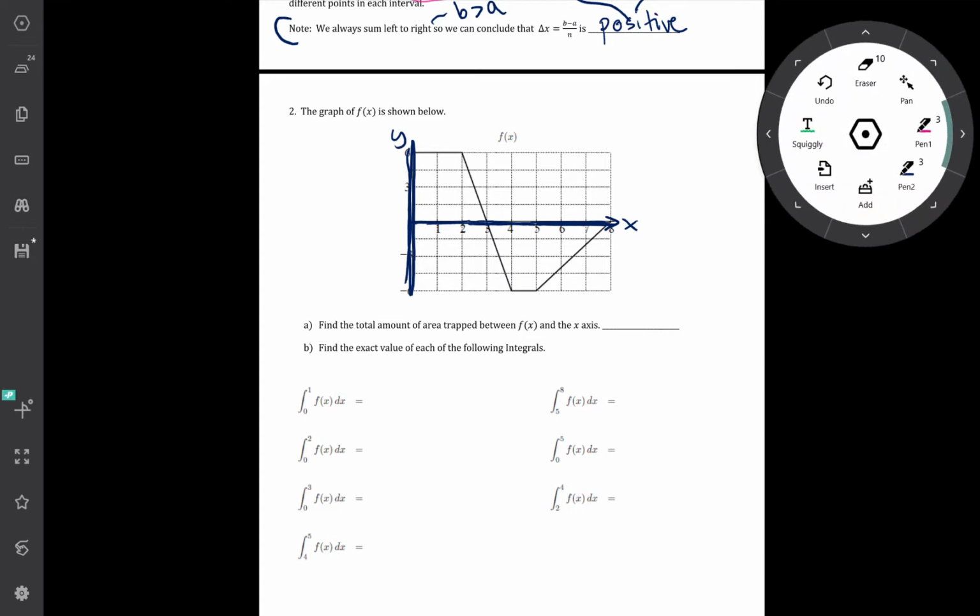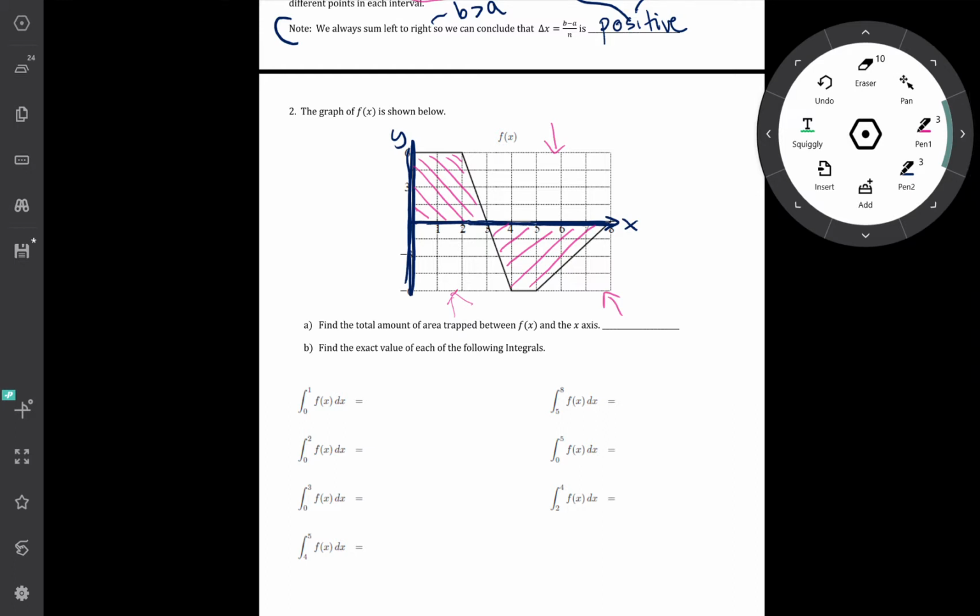So the first one wants to know the total amount of area trapped between the function and the x-axis. So I'm looking for any areas that are bounded by the curve f of x and the x-axis, which means I'm going to get this chunk of area right here above the axis and this chunk of area right here below. If I try to start picking out other sections, say here or here or here, you're not going to get finite area.